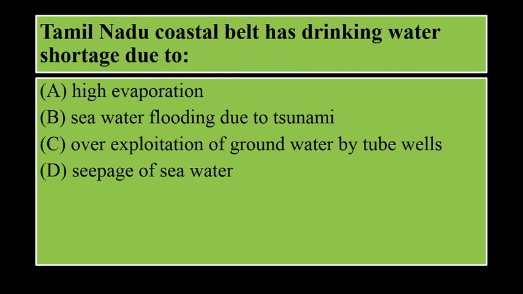Tamil Nadu coastal belt has drinking water shortage due to: high evaporation, sea water flooding due to tsunami, over exploitation of groundwater by tube wells, and seepage of sea water. The drinking water shortage is because seepage of sea water into the groundwater occurs, and it becomes very unsuitable for drinking.